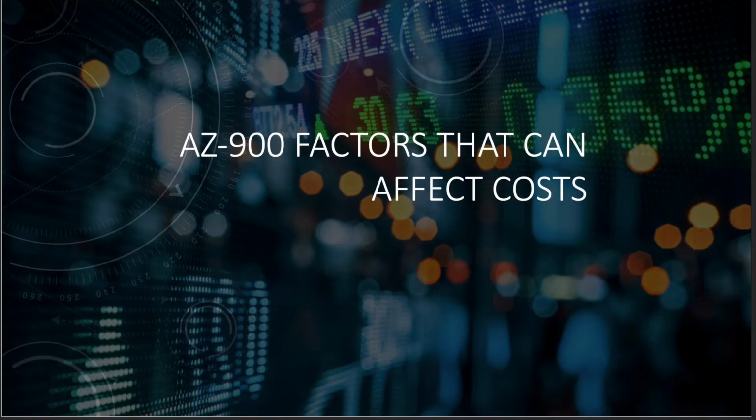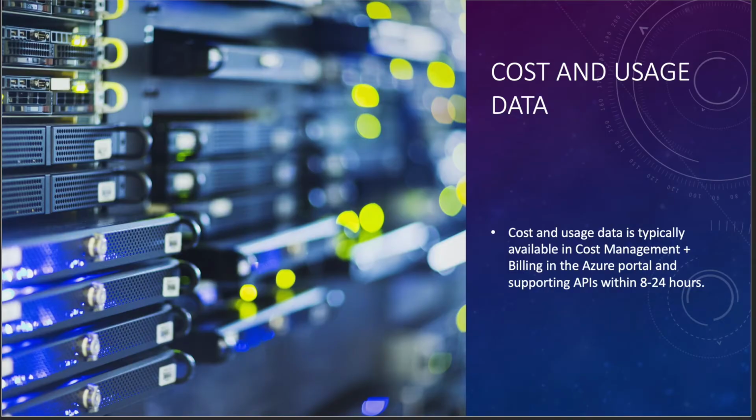6.2, factors that can affect costs, and there's a lot of them. So just about everything you do on the pay-as-you-go model means that you pay for it. So cost and data usage, and this is the big one, right?